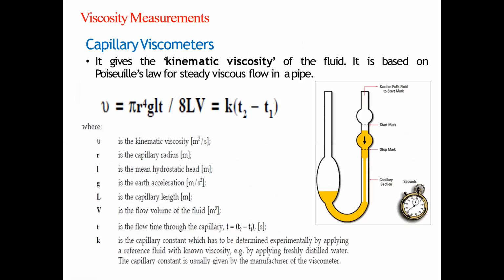There are different types of viscosity measurements. Capillary viscometers are there. If you observe the diagram, there is a section with fluid, a start mark, a stop mark, and a capillary section. It gives the kinematic viscosity of the fluid. What is a capillary viscometer? It is based on Poiseuille's law for steady viscous flow in a pipe.